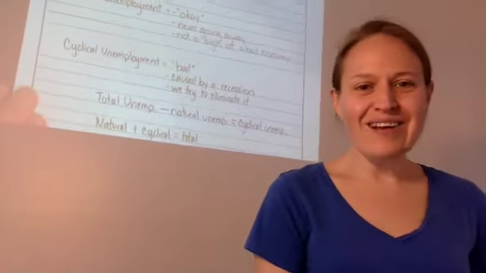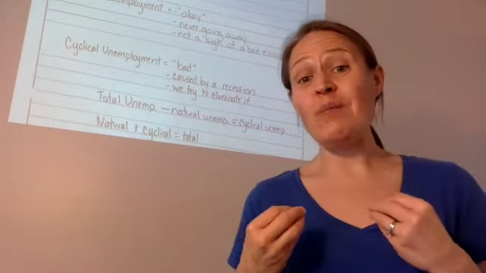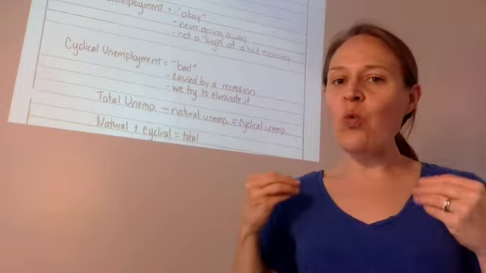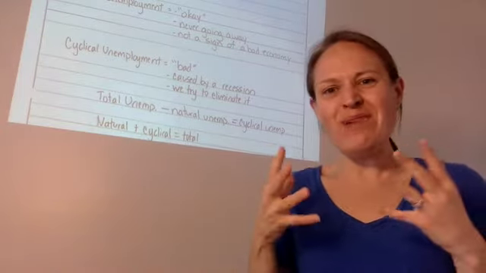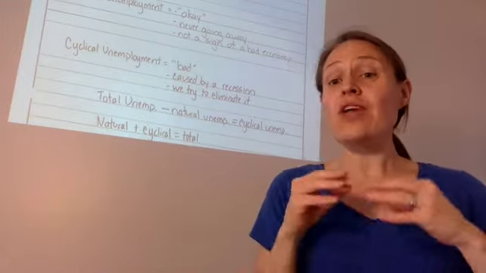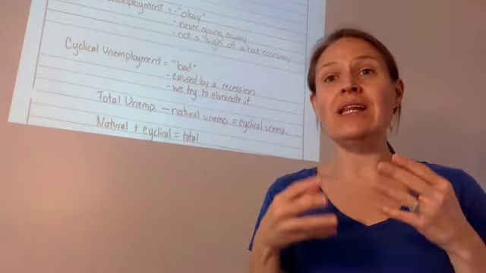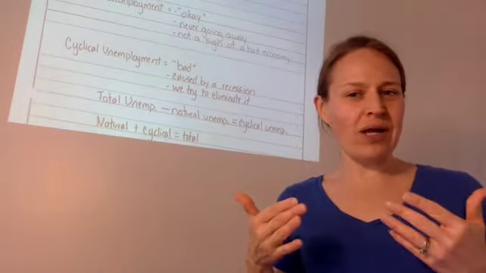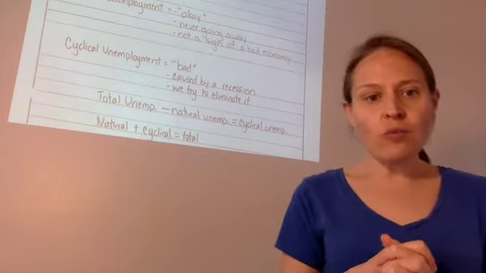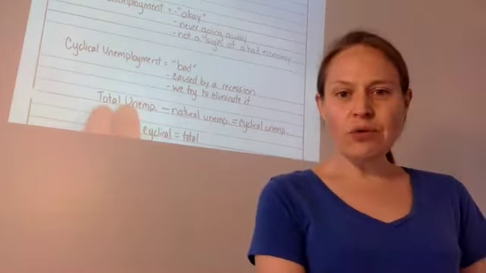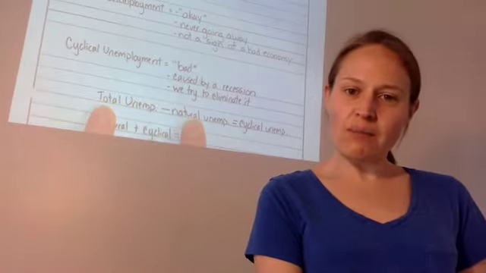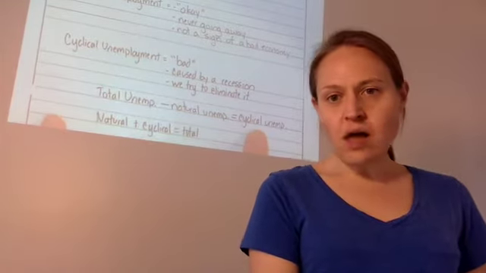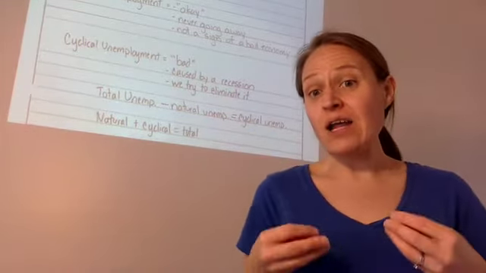Okay, cyclical unemployment, that's the bad unemployment. That's caused by a recession, meaning that output is down, real GDP is down, and we try to eliminate it. And we, meaning as a society, don't like it. The government does some things to try to eliminate cyclical unemployment, and there's not as much they can do about eliminating natural unemployment. So total unemployment minus natural unemployment equals cyclical unemployment. And that cyclical unemployment, like I just said, is the bad unemployment.